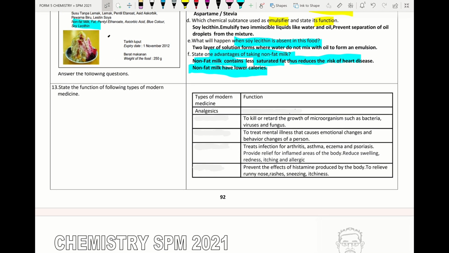Under modern medicine, we move on to the next part. Modern medicine is divided into five classes: analgesic, antimicrobial, psychotropic drugs, corticosteroid, and also anti-allergic. Analgesic is used to reduce or relieve pain. Antimicrobial is used to kill or retard the growth of microorganisms such as bacteria and fungus. Psychotropic drugs are used to treat mental illness that causes emotional changes and also behavior changes of the person. So basically, we must remember the patient has hallucination, used to hear sounds and voices that do not exist.